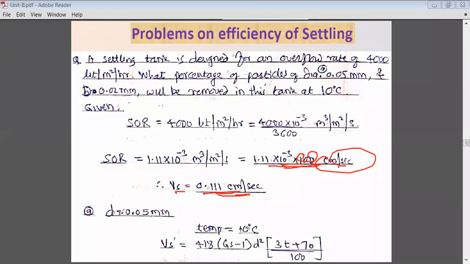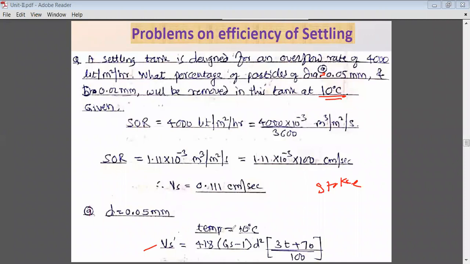Now for the diameter d equal to 0.05, okay, case A here we are solving. For finding this velocity Vs, the settling velocity, we have to find it with the help of Stokes law we have learned in the previous lecture. The same Stokes law here we have to use. Now they have also given the temperature, so here we can use the temperature formula to find out the settling velocity.